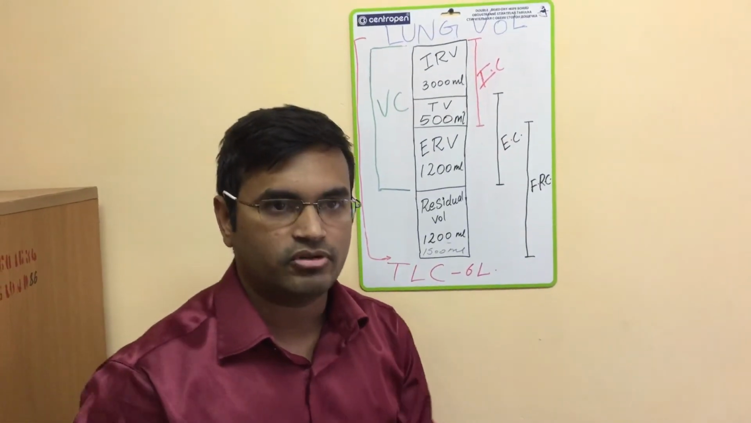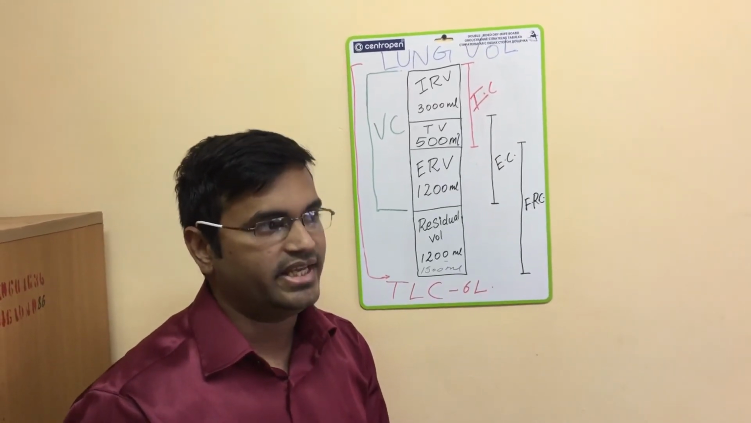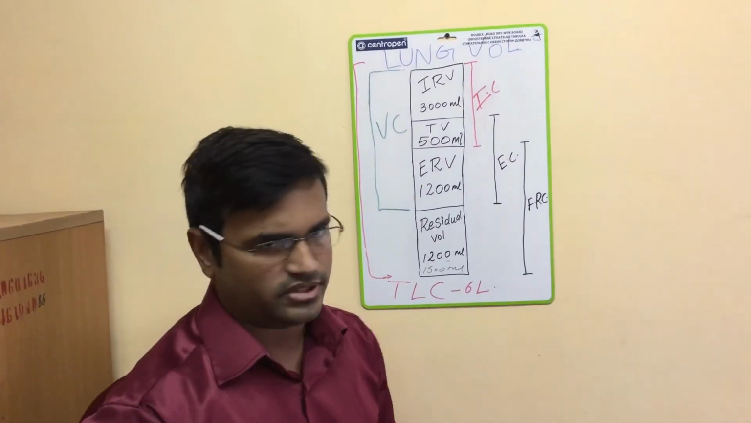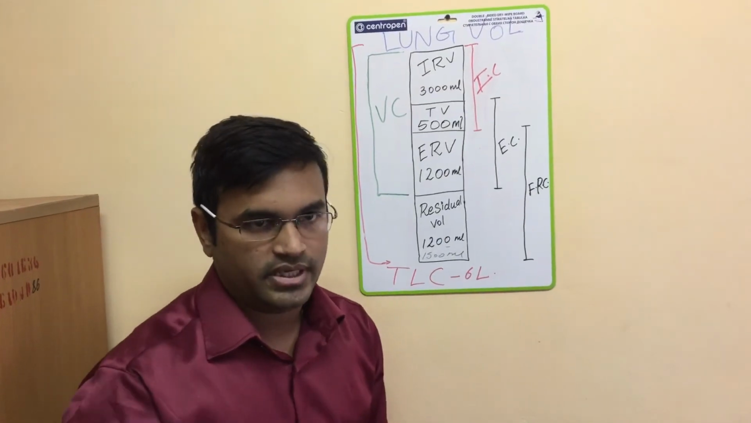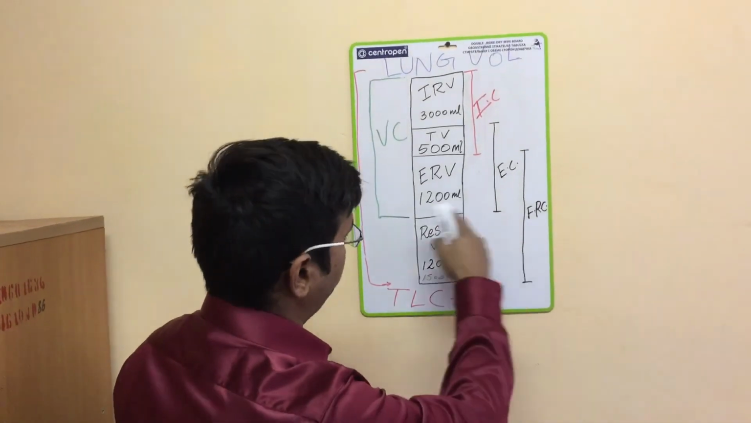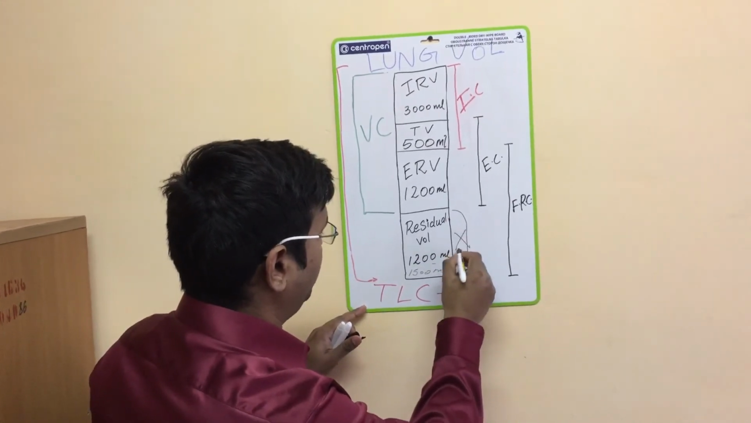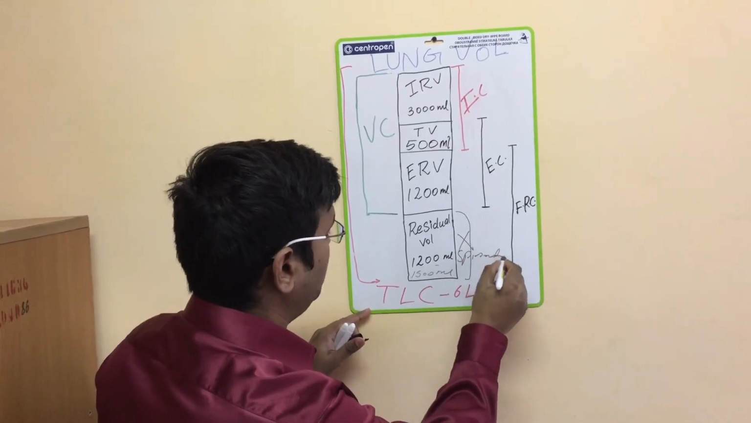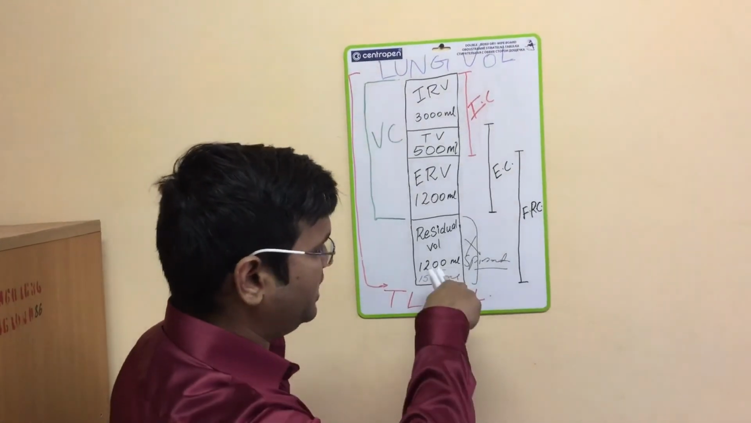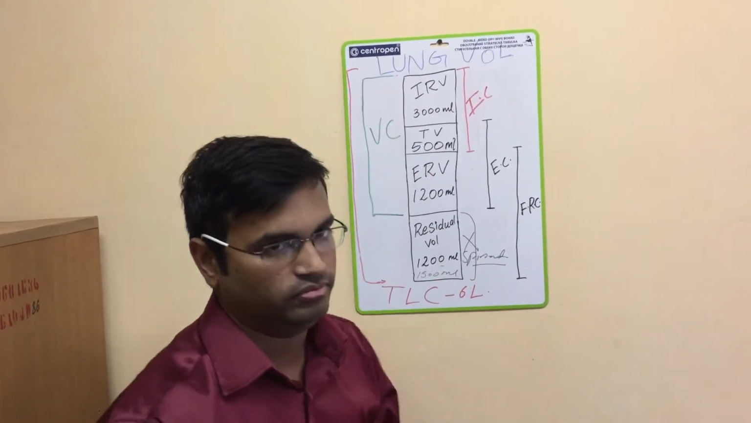Now, you have heard, friends, about spirometry. Spirometry is an instrument by which we calculate all these lung capacities for a person. One thing to remember: spirometry does not calculate the residual volume. For calculating residual volume, other methods are there. Spirometry detects all other volumes except the residual volume.